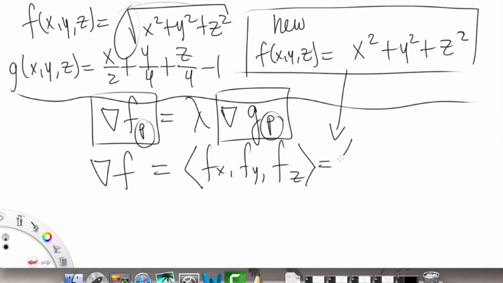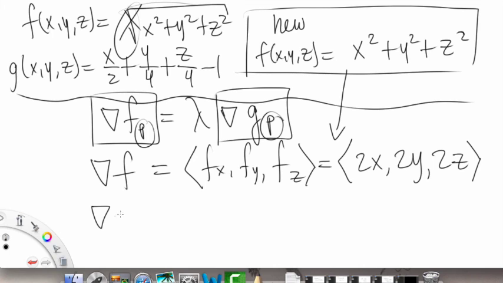So the first one, we're going to take the partial with respect to x, so the y and z terms go away, they disappear, they go to 0, and we just get a 2x. For the y term, we have 2y, and for the z one, we have a 2z. So that was a lot simpler, right? Without the really annoying square root sign. So anyway, that's our f gradient, the gradient of f.